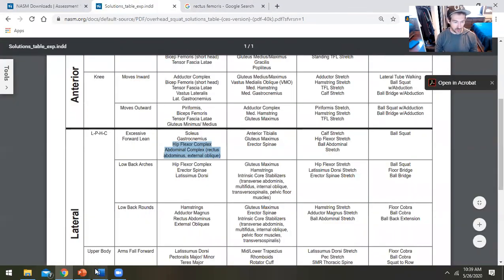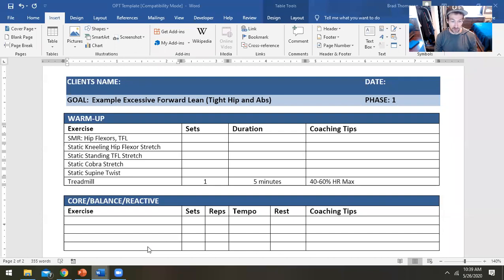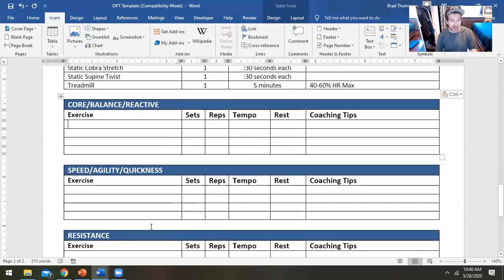So static supine twist. And then treadmill again, right? They can absolutely put them on the treadmill. This one, really, you can put them anywhere. Well, this is tight hips, so actually, I take that back. Treadmill is going to be a really good one. So one set of everything, 30 seconds each. And no coaching tips.